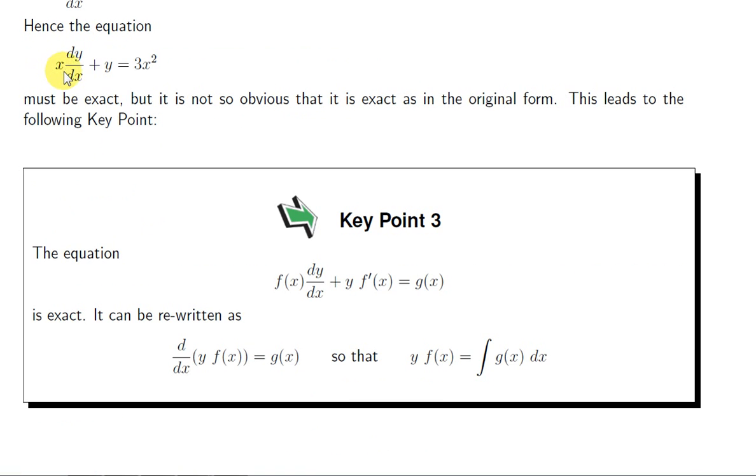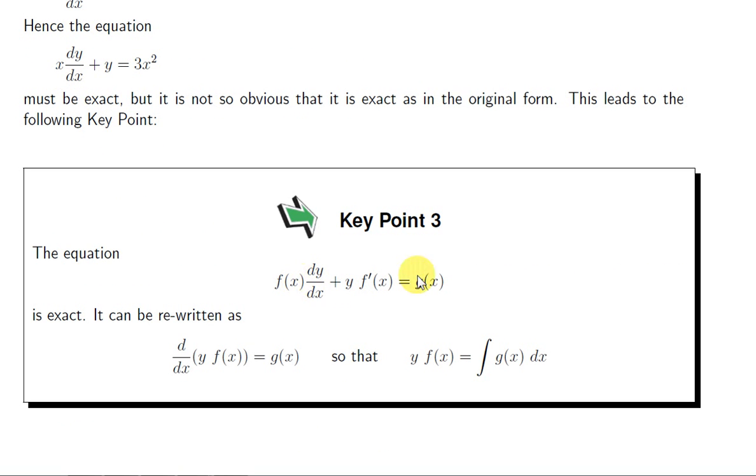So the left hand side here looks like the product rule for differentiation if this equation is to be an exact equation. So in general, we want the left hand side to look like this. Some function f times dy/dx, where f is some function of x, like f of x is just x in this example, plus y times the derivative of the function f. Well, the derivative of x is 1. So comparing here, f of x is equal to x, and f prime of x would just equal 1, so we would just get the left hand side here.